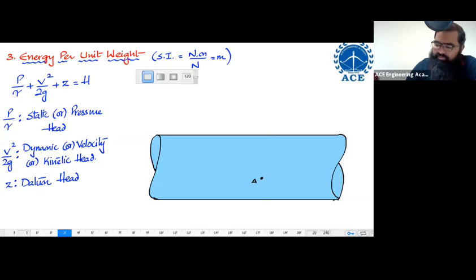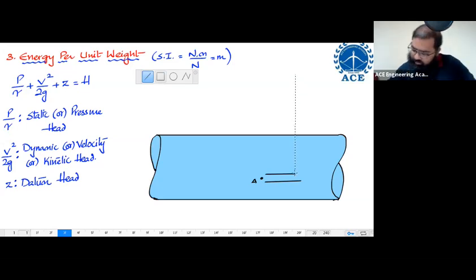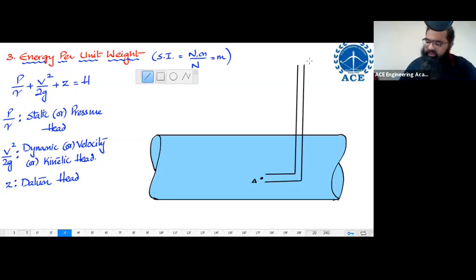So for example, over here, I am going to install a particular device. The device, let us say, is a tube, something like this. This tube is known as a pitot tube, and the initial point of the pitot tube is called the nose of the pitot tube.